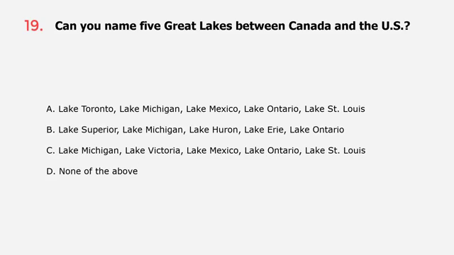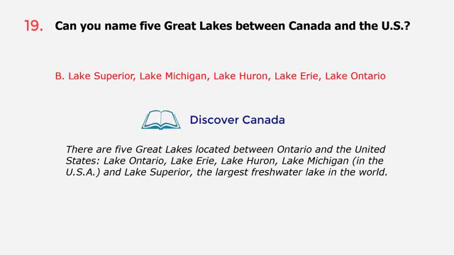Question 19. Can you name 5 Great Lakes between Canada and the U.S.? A. Lake Toronto, Lake Michigan, Lake Mexico, Lake Ontario, Lake St. Louis. B. Lake Superior, Lake Michigan, Lake Huron, Lake Erie, Lake Ontario. C. Lake Michigan, Lake Victoria, Lake Mexico, Lake Ontario, Lake St. Louis. D. None of the above. The answer is B. Lake Superior, Lake Michigan, Lake Huron, Lake Erie, Lake Ontario.